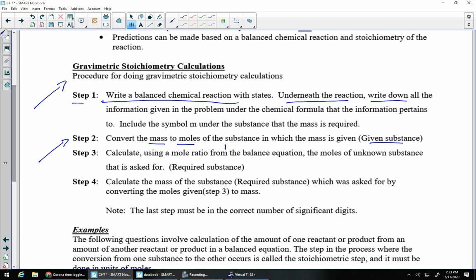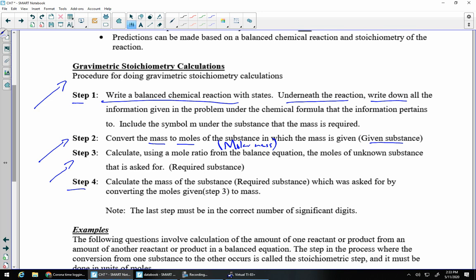Do you remember how to do that? Molar mass is our thing. So we'll probably also have to calculate molar mass, but molar mass helps us convert mass to moles. Step 3 is what we were just doing. We use our mole ratio to figure out the moles of something else, the required substance, the thing that we're looking for. And then step 4, we use the molar mass of the next substance in order to figure out the mass of whatever we're required to find the mass of.